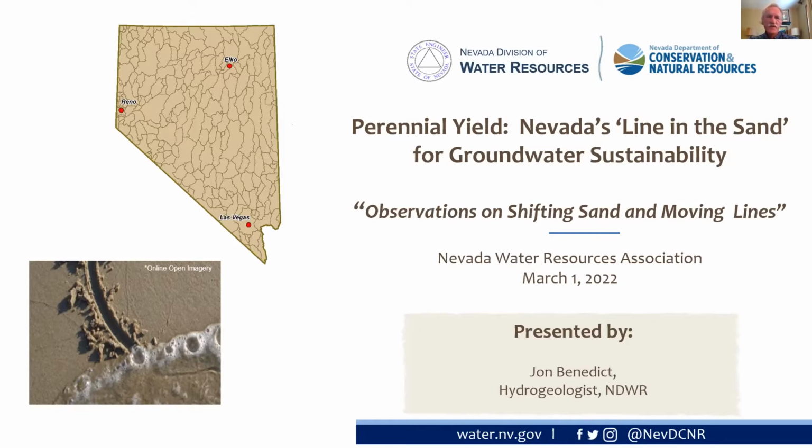So for my presentation, I want to talk briefly about what I would describe as the three main components used to define perennial yield in Nevada, and then focus on some basin-specific examples also in Nevada to illustrate the fact that while perennial yield may be a line in the sand, it is movable, and it really can and should be subject to revisions based on improvements to science and also changes in Nevada's water policy.